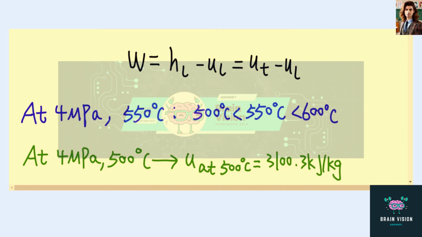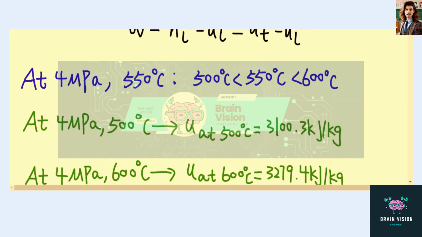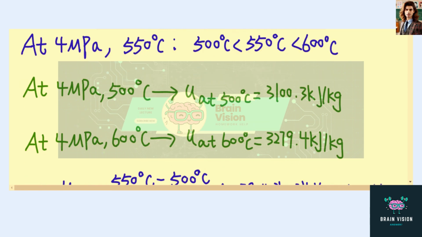Okay, and well, first let's try to determine the internal energy of the steam stored in the tank. So we know at 4 megapascal, 550 degrees Celsius. If you take a look at table A6, which is the table for the superheated water, 550 degrees Celsius is lying between 500 degrees Celsius and 600 degrees Celsius. So at 4 megapascal, 500 degrees Celsius, the corresponding internal energy is 3100.3 kilojoule per kilogram. And at 4 megapascal, 600 degrees Celsius, the corresponding internal energy is 3279.4 kilojoule per kilogram.